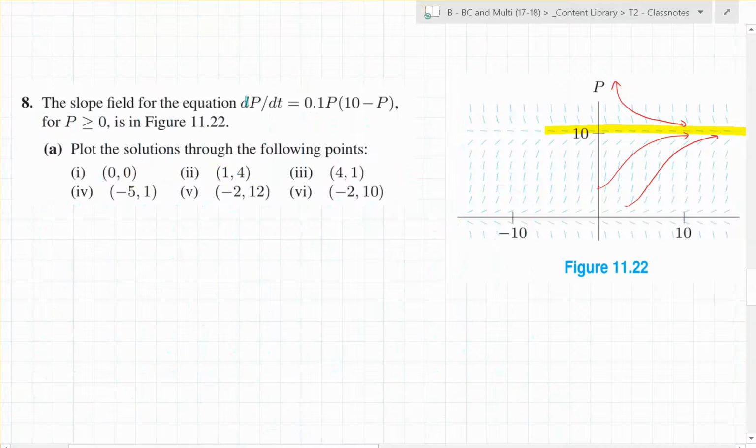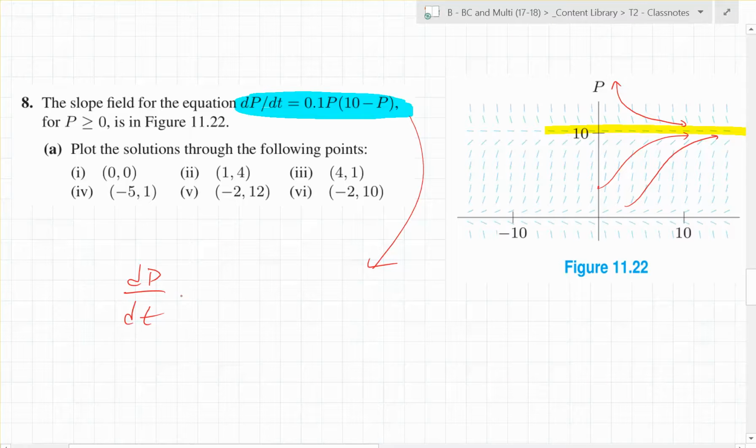What could I factor out of the right-hand side if I wanted to? I could factor out a p. I could also factor out a 10 if I wanted to. If I factor out a 10, what does this become? dp dt is equal to what? 1 times p times 1 minus what? P over 10, right? Correct, if I factored out a 10. You will generally see it written this way, where you always want it to be 1 right there.